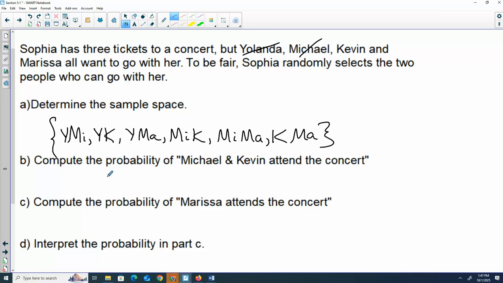So the probability of Michael and Kevin. How many are Michael and Kevin out of that? 1 out of 6. You can leave them as a fraction in lowest terms, as a decimal, or percents. But if you do a decimal, just make sure you're leaving me like 4 decimal places. What's the probability that Marissa goes? Because we see she gets selected 3 out of the 6, or 1/2, or 0.5, or 50%.